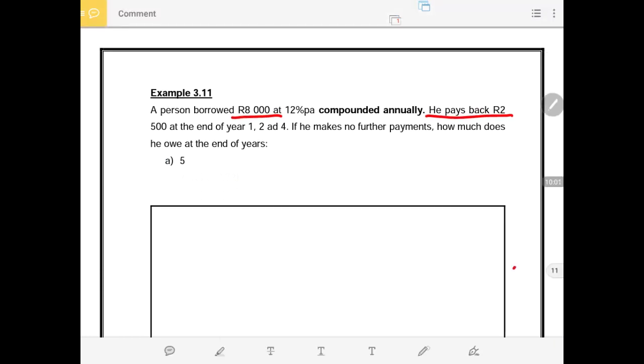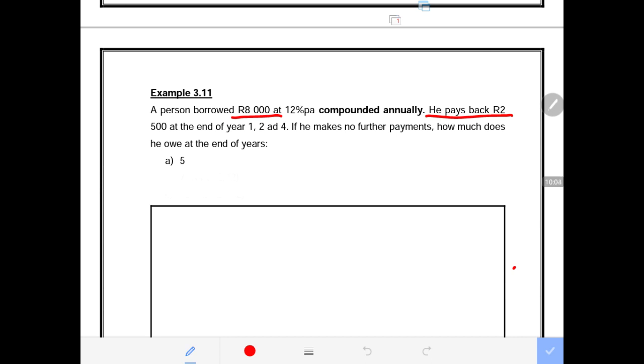So now we need to know the future value. So now let us calculate the future value of the loan at the end of year 5. That is what we want to calculate.